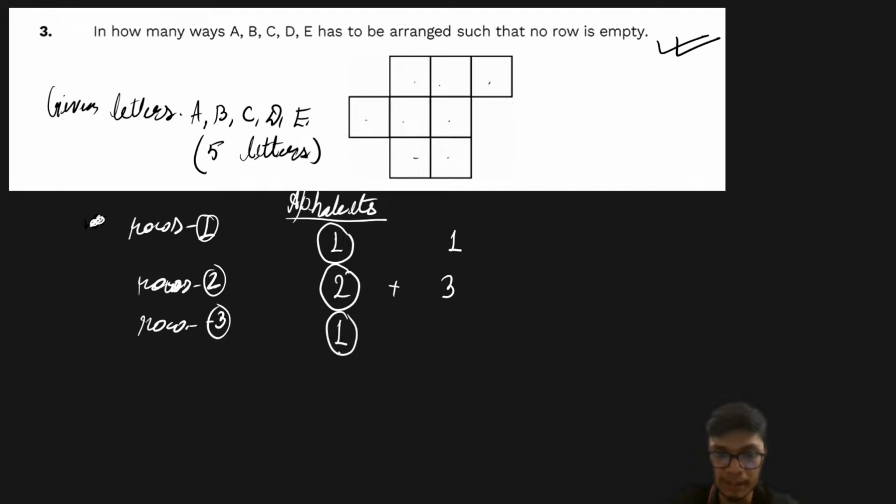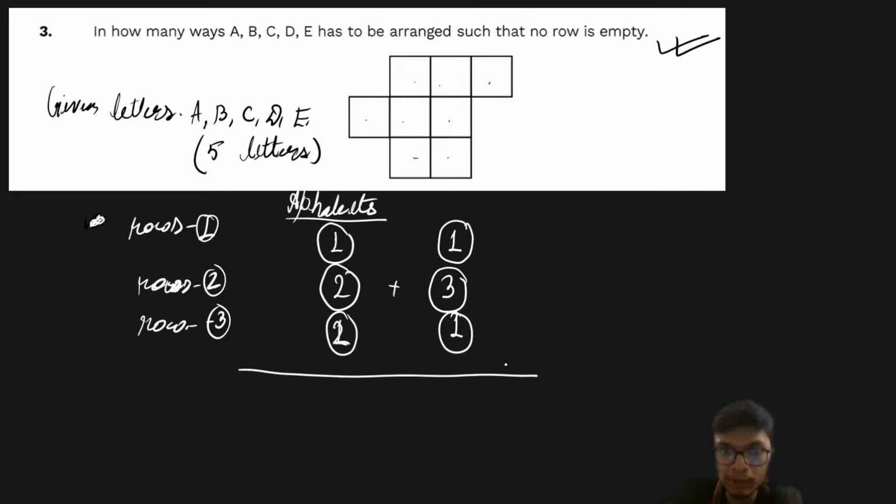In that case also, sorry, I put 2 letters in row 3. In this case, this is going to be equal to a total of 5 letters, right? One more choice can be that in the first row I again put only 1 letter, in the second row I fill all 3 letters, and in the third row again I fill 1 letter. Now these are all the possible combinations over here.